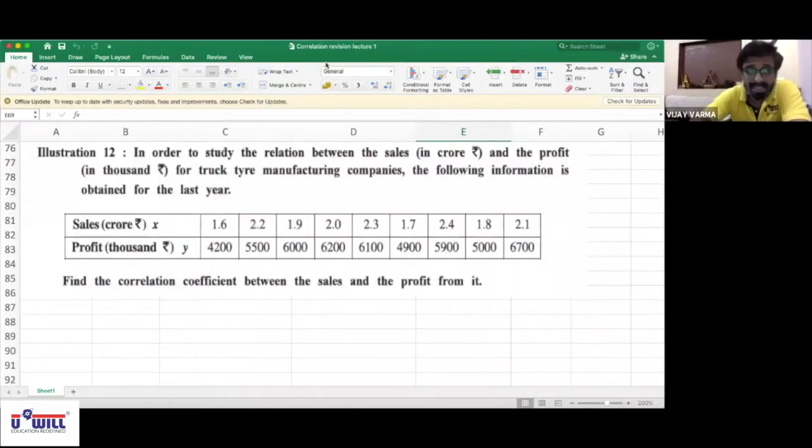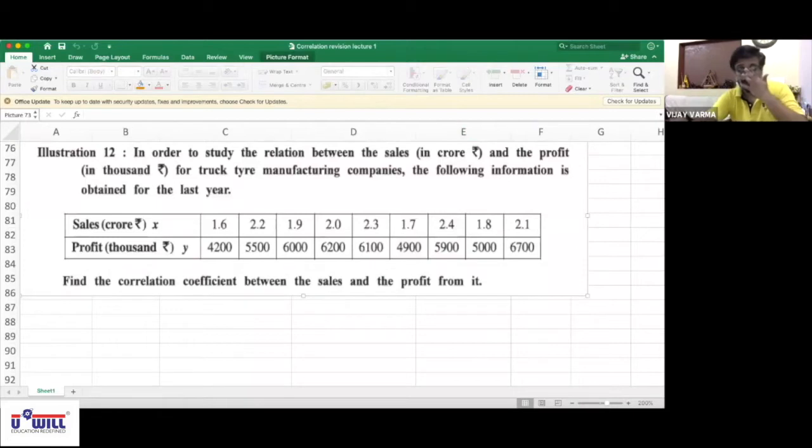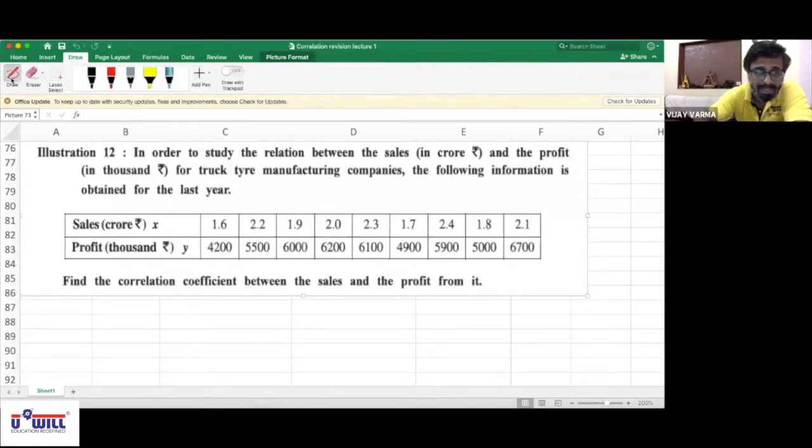Now, all of you can see in this illustration 12, in order to study the relation between the sales in crore rupees and the profit in thousand rupees for truck tire manufacturing companies, the following information is obtained for the last year. Now, here sales X, all of you can see it is in decimal. Okay, all of you can see that sales X is particularly in decimal.